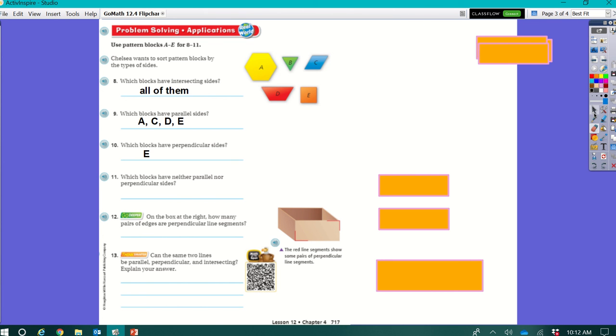Number 11 says, which blocks have neither parallel nor perpendicular sides? So that means they are not parallel and they are not perpendicular. So they can only be what? Good. They can only be intersecting. Okay. So we want blocks that do not have parallel and do not have perpendicular, just intersecting. Okay, so let's look at A.